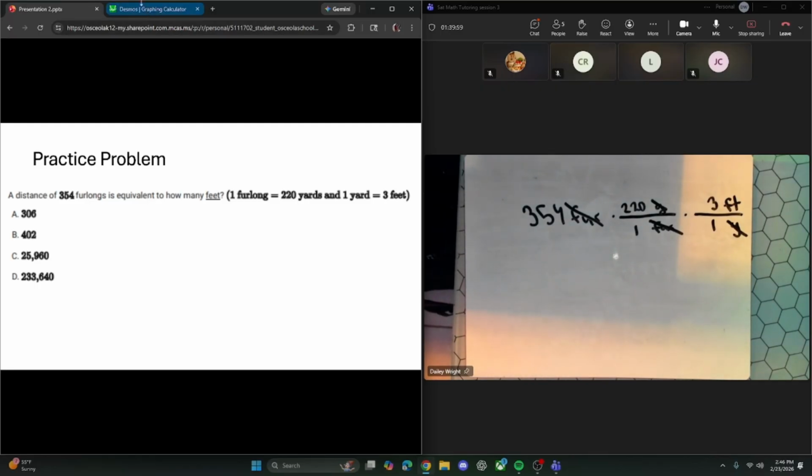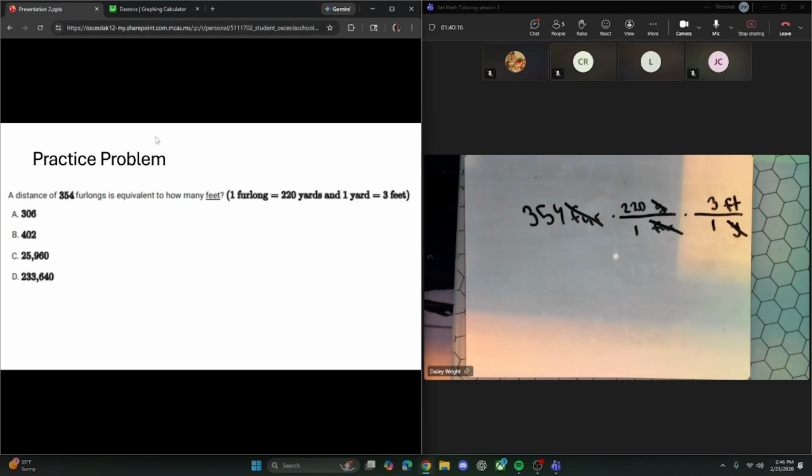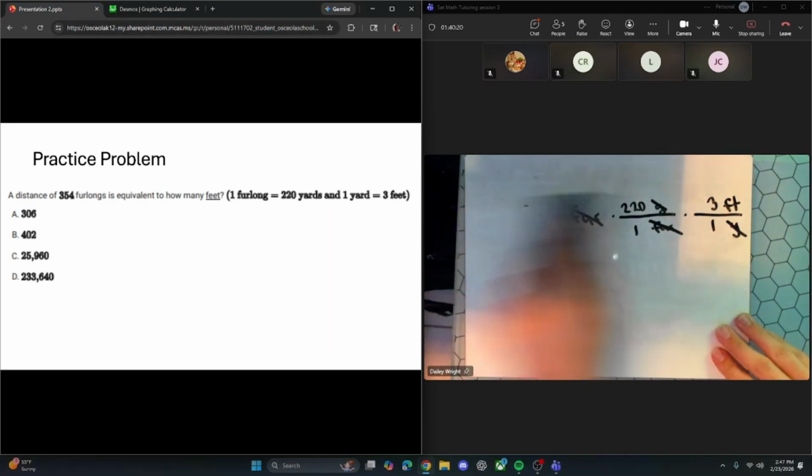So now we just do the multiplying across. 354 times 220 times 3 is 233,640. And that's going to give you answer choice D.